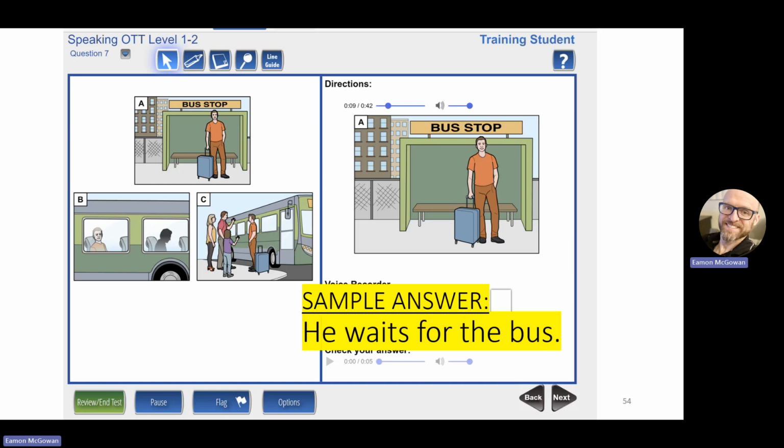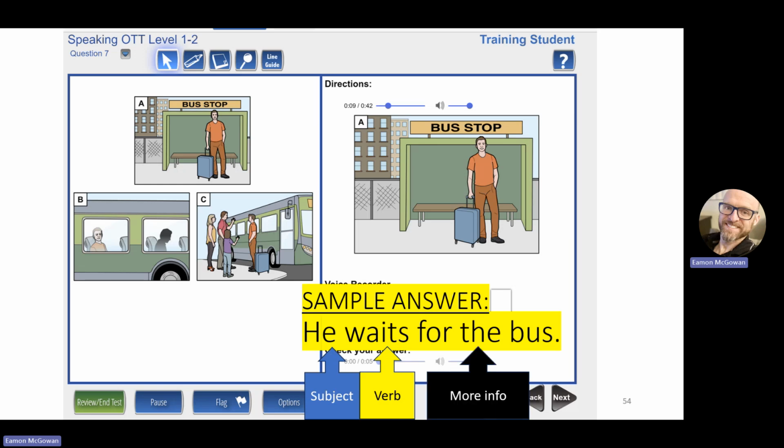And I usually ask my students, is that a long sentence or a short sentence? Yeah, it's a short sentence. How many words in that sentence? Yeah, 1, 2, 3, 4, 5, but it needs to be a complete sentence. And even with my level 5 students, I say, what's the subject? That's right, he. What's the verb? Waits. And what do we need next? Object or more information, the bus.